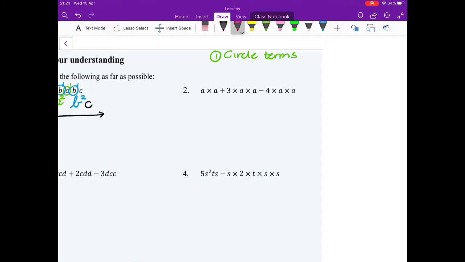Let's look at number 2. Circle our terms. So I run my eye along until I get to my plus sign. In front of my plus is one term. I run my eye along the line until I get to my next plus or minus. So everything in front of that is one term. And I have no more pluses or minuses, so that is one term. So I have 3 terms.